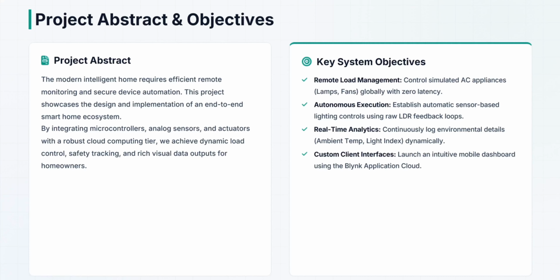Third, to monitor ambient temperatures using a highly calibrated analog sensor and automate climate control using a simulated fan. Fourth, to integrate a cloud interface using the Blynk IoT platform, allowing real-time monitoring and control on a smartphone.